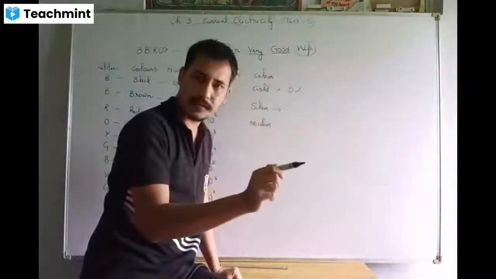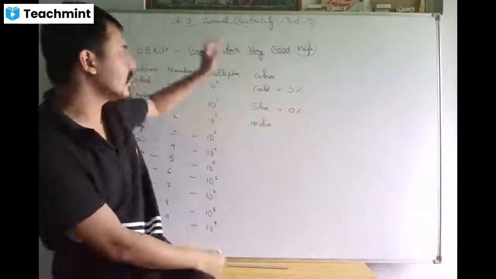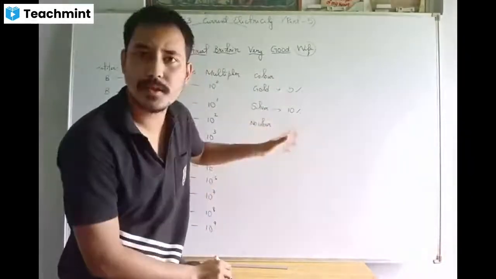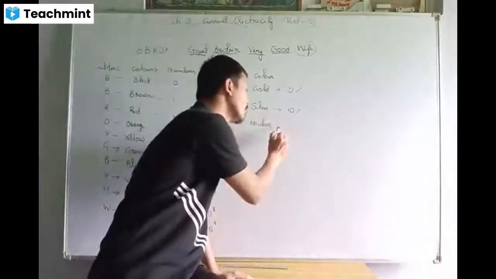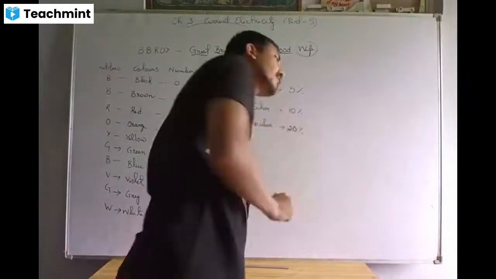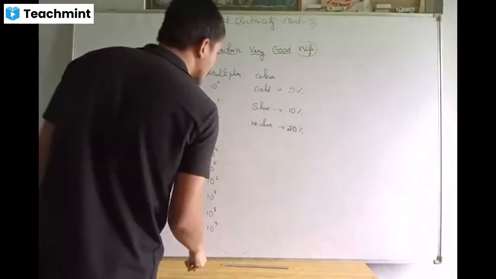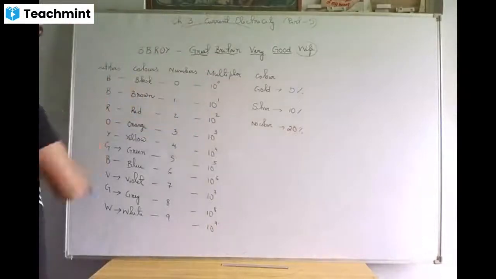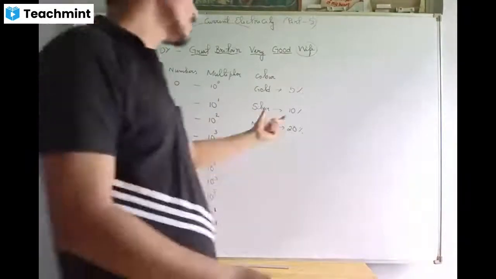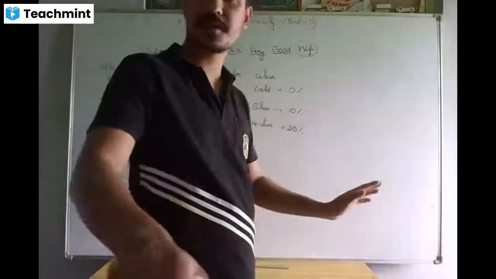If the fourth color band is silver, then the tolerance will be 10%. Means your resistance will be 10% greater than the given value, or 10% less than the given value. Are you following that? And if the fourth color band has no color at all, then the tolerance will be 20%. Means the value of the resistance will be 20% more than the given value, or 20% less than the given value. Are you following me? Yes, company given value, the manufacturer given value. All right?